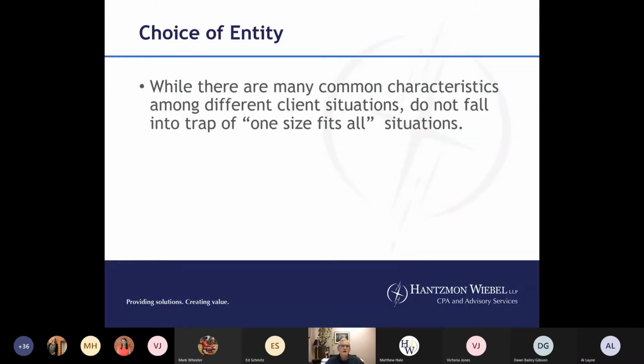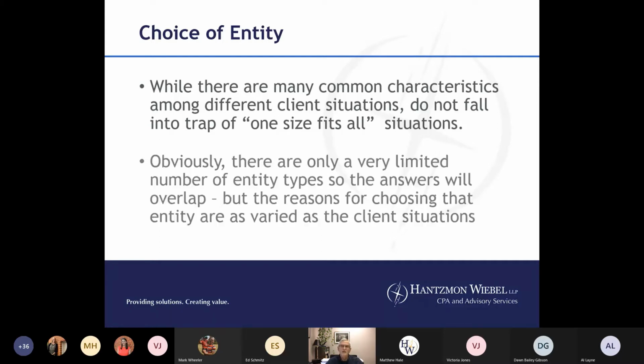I think we have to be careful that while there are a lot of common characteristics among client situations, we don't fall into the trap of being one size fits all, that I only use S corps, or I only use LLCs, or I only do this. Likely we all have our own prejudices, but every client situation deserves a full evaluation. What are the different things that go into why the entity of choice? Obviously there are only a limited number of entity types: partnerships, S corps, C corps, and proprietorships.